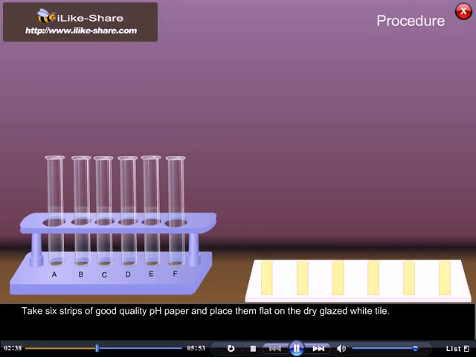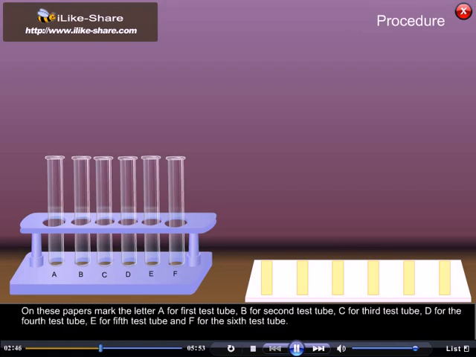Take 6 strips of good quality pH paper and place them flat on the dry glazed white tile. On these papers, mark the letter A for first test tube, B for second test tube, C for third test tube, D for fourth test tube, E for fifth test tube, and F for the sixth test tube.